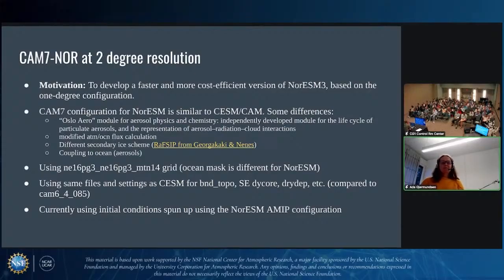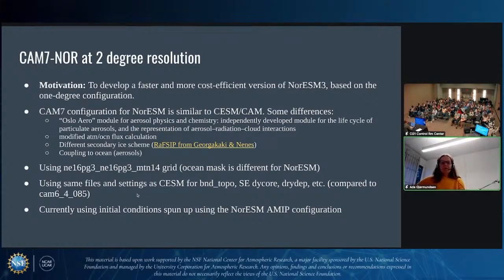So CAM7 in NorESM is in large part what is developed at NCAR. We have some differences: the aerosols, which I mentioned. We also had a modified atmosphere-ocean flux calculation. We used ocean flux scheme 1, which is the core parameterization scheme. We have a different secondary ice scheme, and the coupling to the ocean is different, and aerosol emissions, or DMS, for instance, because we have a different ocean model. We're using the ne16pg3 grid for atmosphere and land. Then we have a different mask for the ocean.